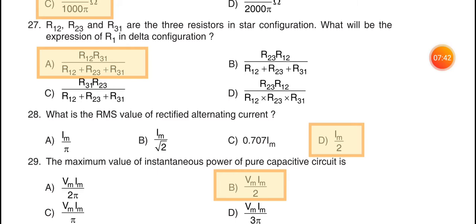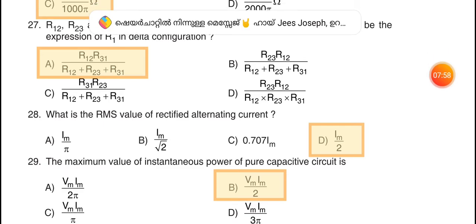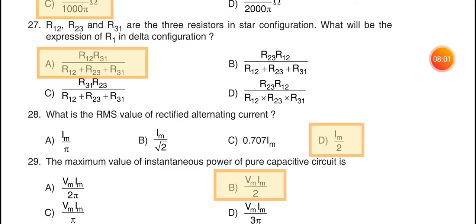27. R12, R23 and R31 are the three resistors in star configuration. What will be the expression of R1 in delta configuration? Answer is option A, R12 into R31 divided by R12 plus R23 plus R31.